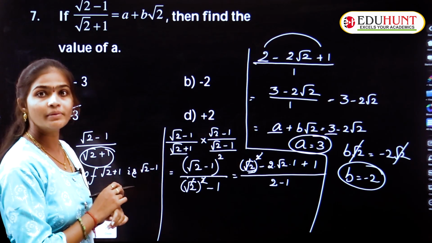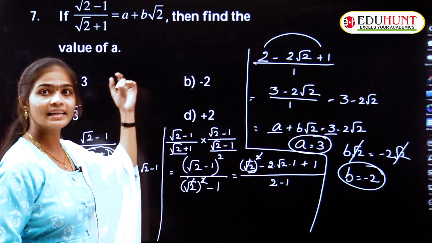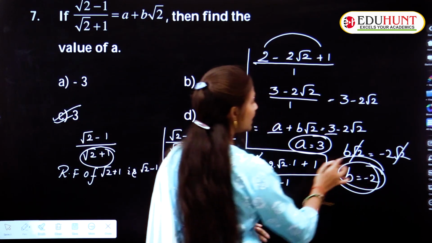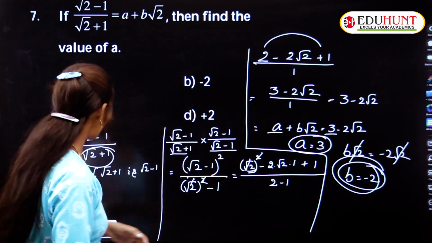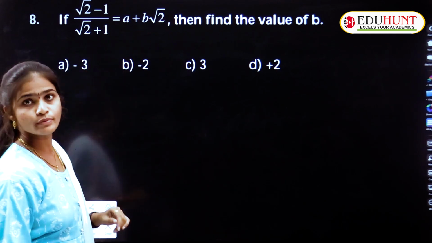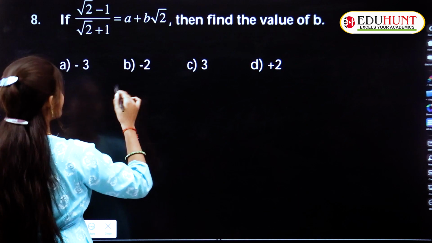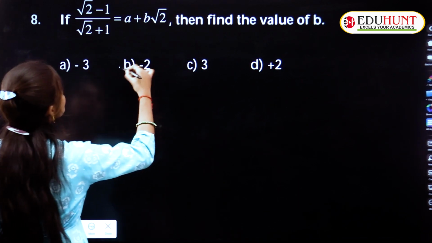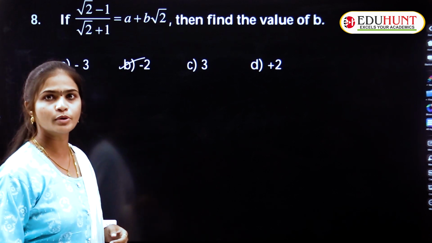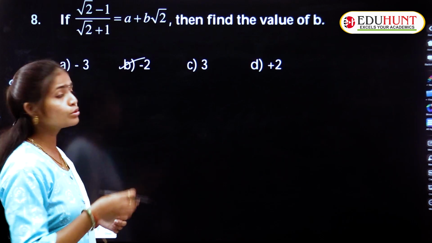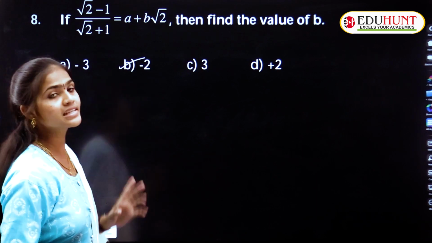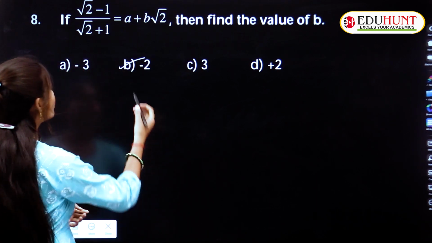In the next problem, the 8th problem, the same problem is given, but there they ask for the value of b. Here we already found the value of b, that is b is equal to minus 2. So children, just before, we got a as 3 and b as minus 2. The remaining problem is the same as the 7th problem. In the 7th problem they ask for the value of a, and here they ask for the value of b. So the answer is minus 2.